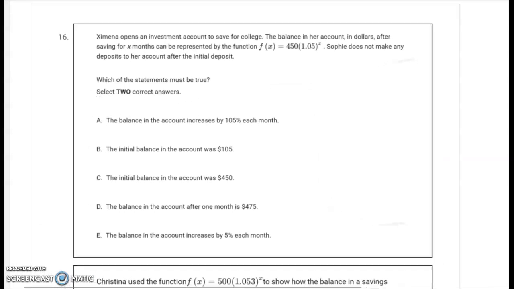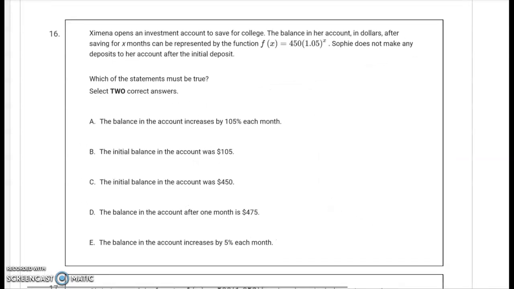Number 16. There are 2 correct answers. It tells us in the problem. The first number, remember, is the y-intercept or the initial amount. It's how much you started with. We initially started with $450. And then this is growth. We're growing by 5%. Remember, the 1 is what you initially start with. We started with 100%. And it looks like it's a growth because we can see that it is bigger than 1, okay? So this is definitely out. This is definitely out.